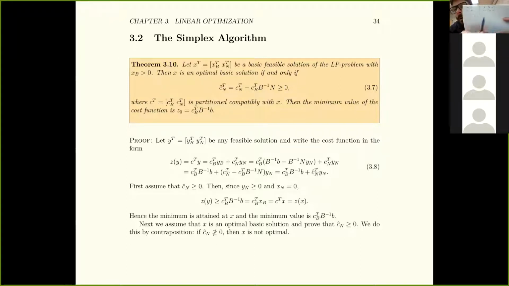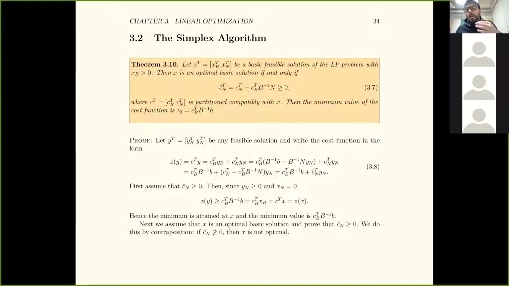So the indices of this X vector that correspond to those in the B matrix part may be non-zero, but the ones that correspond to this N part are set to zero. I'm writing this so that those indices are first, but they can be any indices, and we can just think of this as the matrix being rearranged.